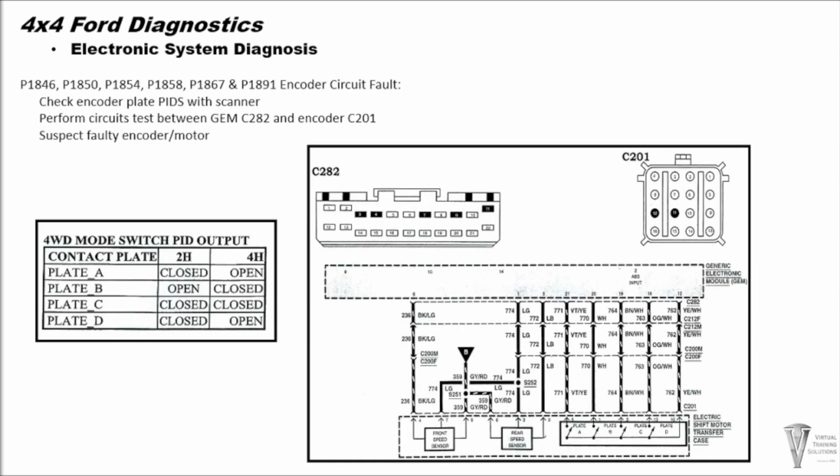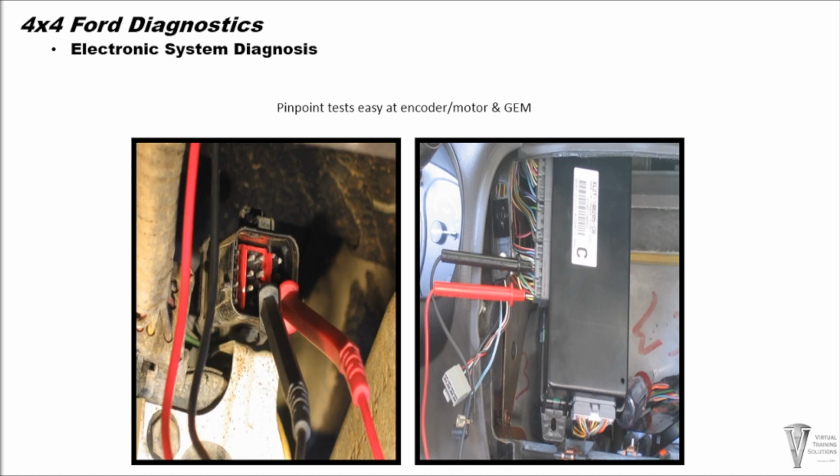P1846, P1850, P1854, P1858, P1867, and P1891 are encoder circuit faults. These indicate that the GEM module has encountered a fault in the encoder plate circuits. Check harnesses, wiring, and connections. Connections and encoder motor failures are common for these codes. Pinpoint tests on the GEM system can easily be accomplished at the encoder motor connector or at the GEM connector.